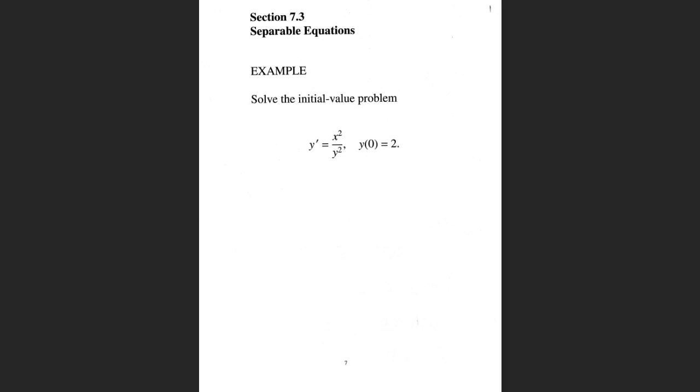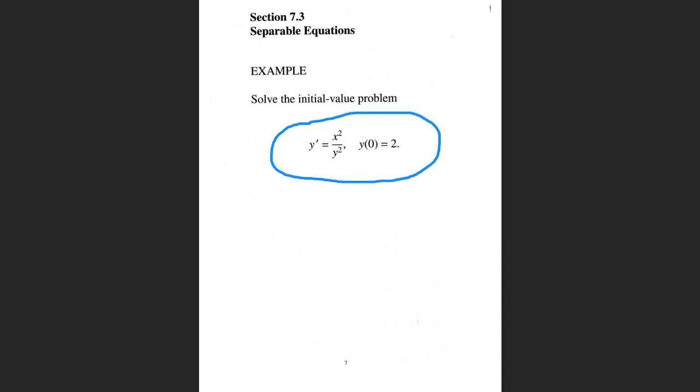Well, in 7.3, we deal with what are called separable equations. And separable equations are differential equations that, for the most part, we can find solutions to. So what we have here is an initial value problem: y prime equals x squared over y squared, where y(0) equals 2. That's your initial condition.